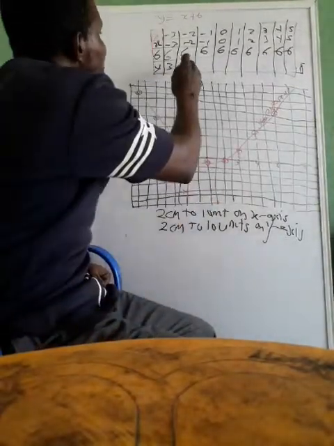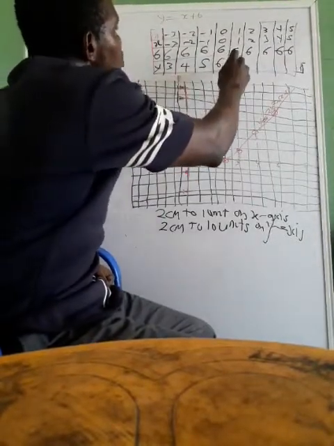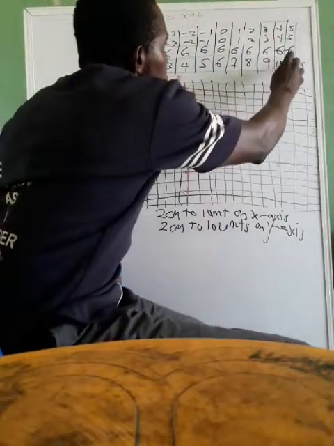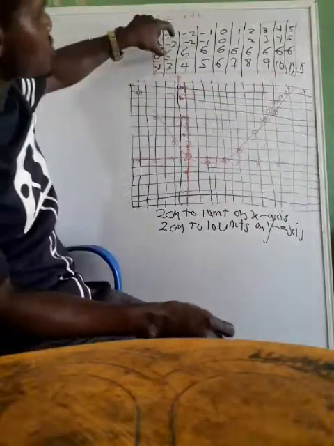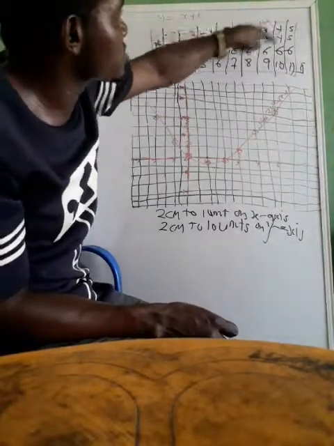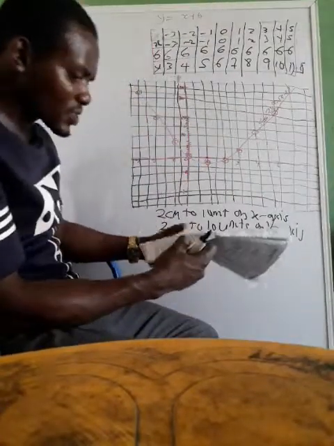Minus 2 plus 6, that is 4, 5, 6. This one becomes 7, 8, 9, 10, 11. You see now, I'm summing it up. This plus this, this plus this, this plus this, and so on. So the question says that we should draw.